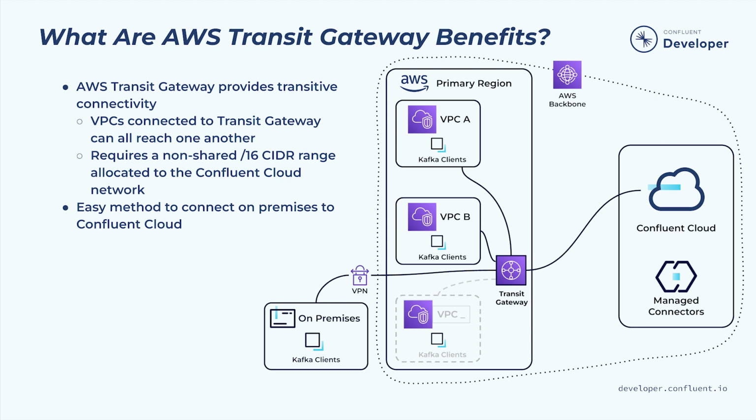On the Confluent side, if your Confluent Cloud network is in AWS, in addition to peering that network with one or more VPCs, you can peer that same network with exactly one of your Transit Gateways.